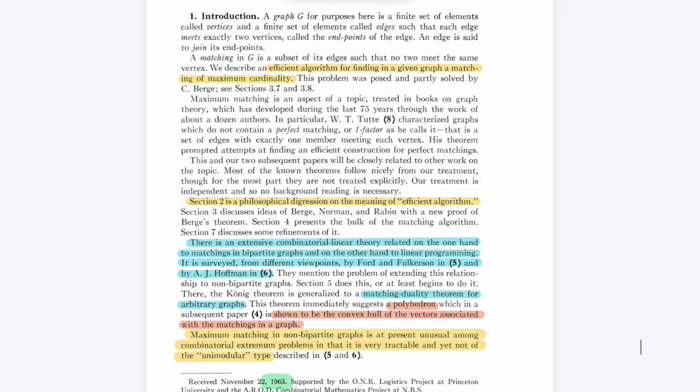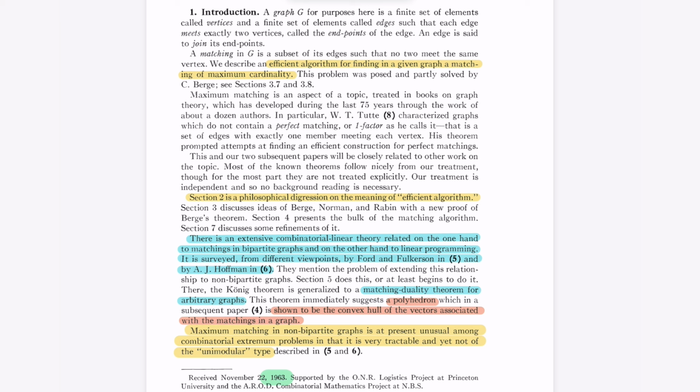And so at this point in time, it was not clear that we should even care about polynomial time algorithms. In fact, some people had already claimed that Ford Fulkerson, just doing that willy-nilly, will already give you an algorithm for matchings. And then Edmonds was like, oh, there are these blossoms. You can't just do augmenting paths like that. And so here it says, look, see the extensive combinatorial linear theory on linear programming by Ford Fulkerson and also Hoffman. See, maximum matching in non-bipartite graphs is not of the usual unimodular type. Okay, we didn't talk about that.